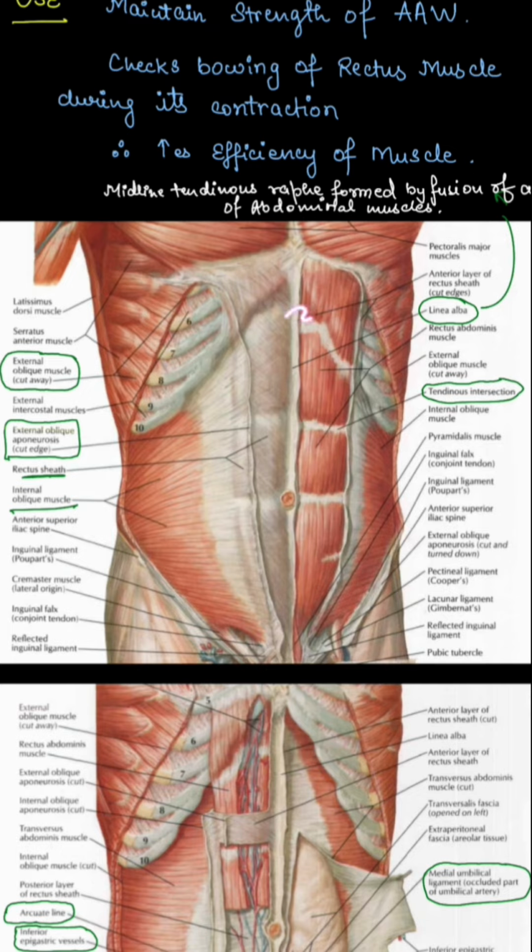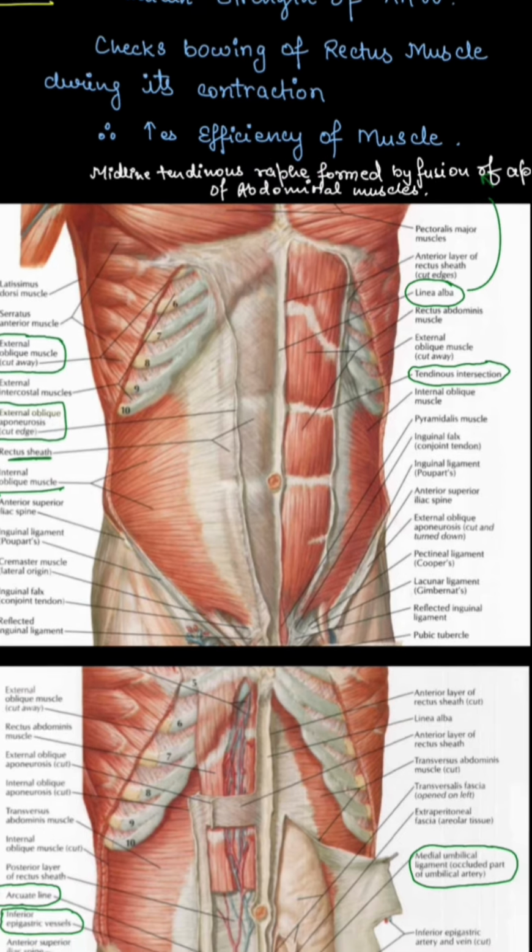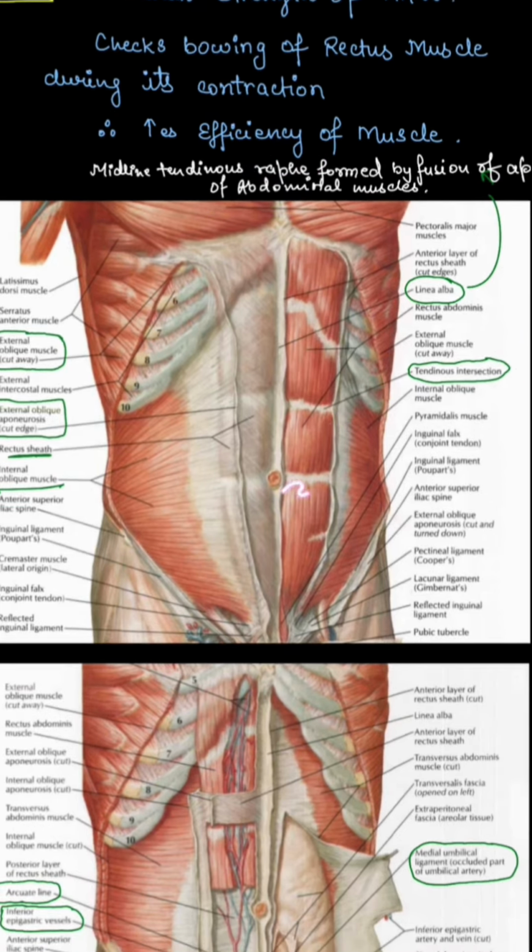Okay, so what is linea alba? You can define this as the midline tendinous raphe. If you use these keywords, your examiner will definitely be impressed, especially in vivas. So this is a midline tendinous raphe which is formed by the fusion of the aponeurosis of the abdominal muscles. Okay, this is the definition of linea alba. You can see these tendinous insertions.